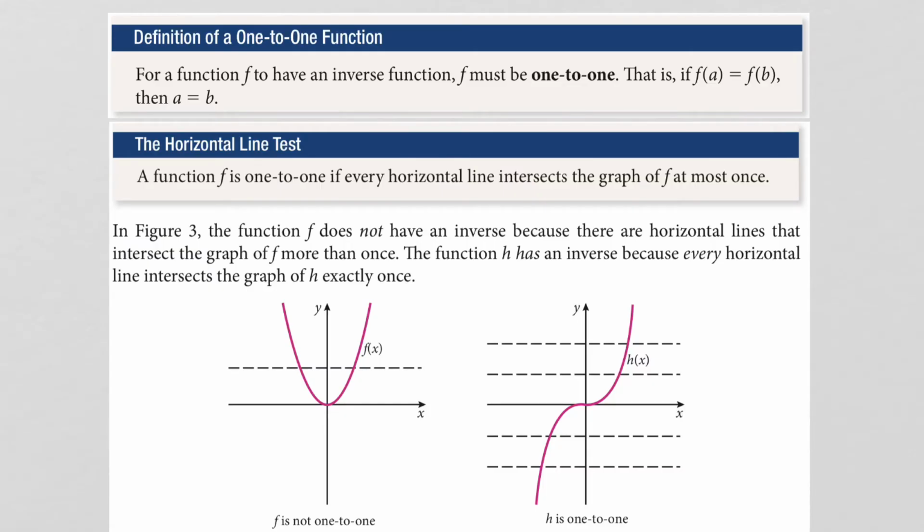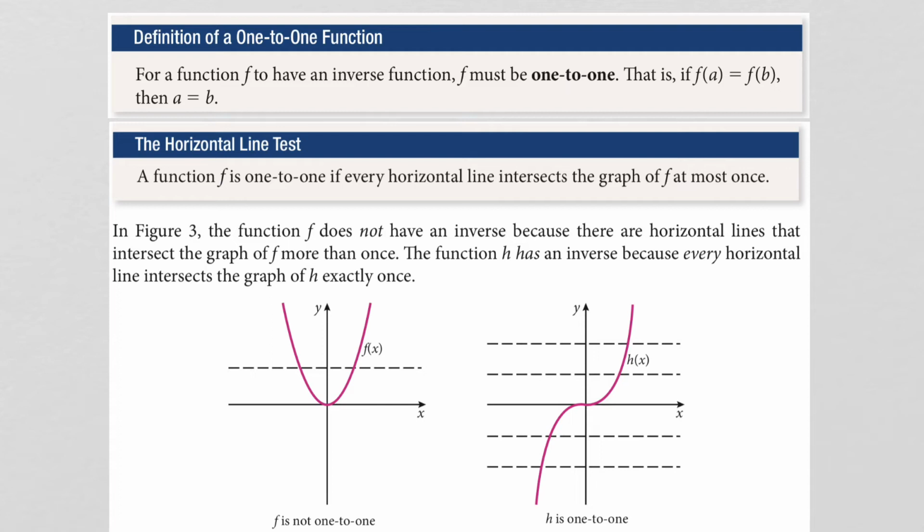So next, what I want to do is talk a little bit more about the theory of inverse functions. To do this, we need to define what is called a one-to-one function. For a function f to have an inverse, the function must be one-to-one. And what it means to be one-to-one is that f of a equals f of b only if a is equal to b.